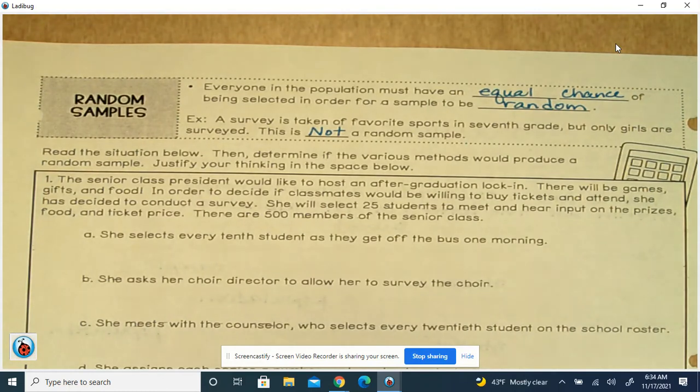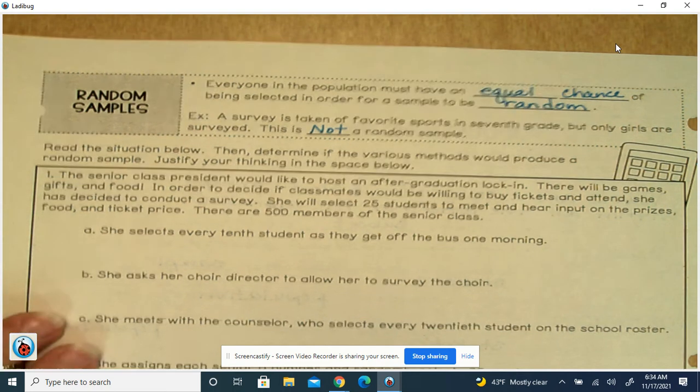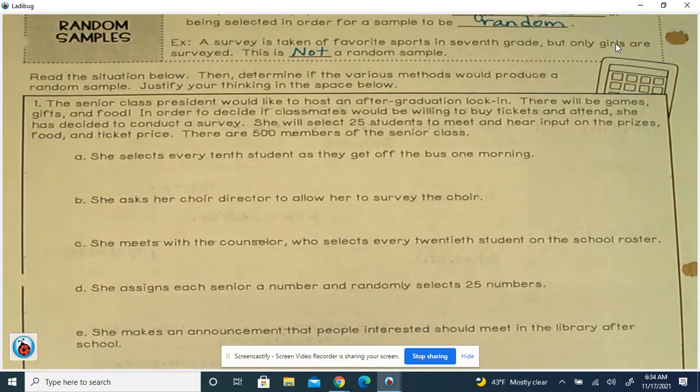All right, now we're going to read the situations below, then determine if the various methods would produce a random sample. Justify your thinking in the space below. The senior class president would like to host an after-graduation lock-in. There will be games, gifts, and food. In order to decide if classmates would be willing to buy tickets and attend, she has decided to conduct a survey. She will select 25 students to meet and hear input on the prizes, food, and ticket price. There are 500 members of the senior class. She selects every 10th student as they get off the bus one morning. Is that a random sample?